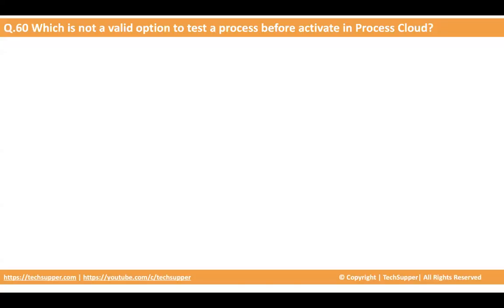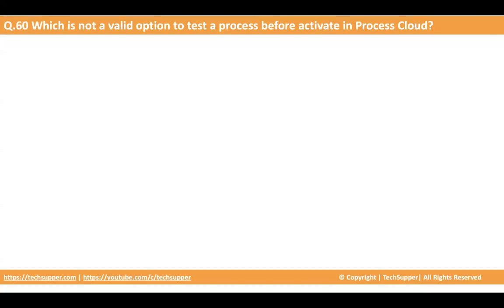The next question is, which is not a valid option to test a process before activating in process? So which is not a valid option to test? Player, sandbox, development, and the answer is development. Development is not an option to test your process in Process Cloud.